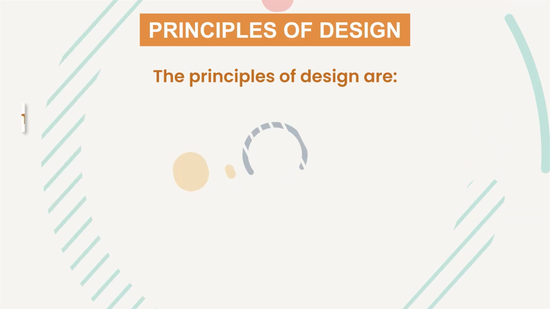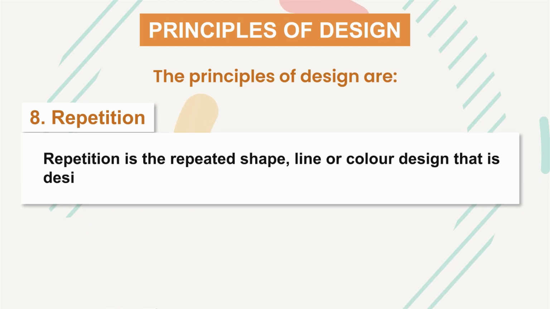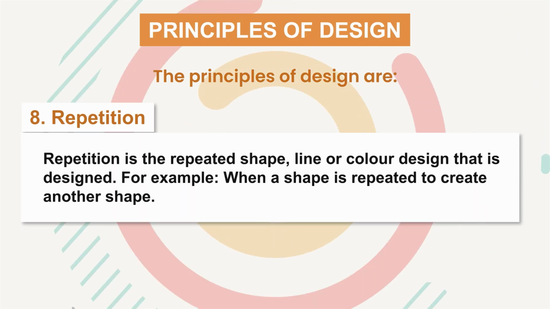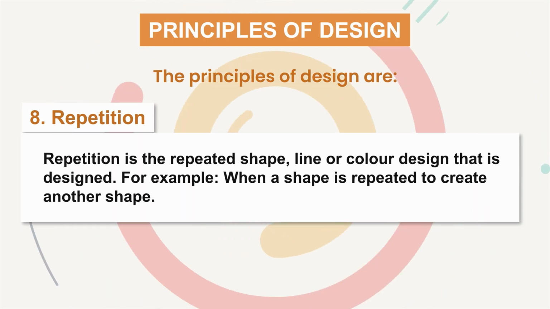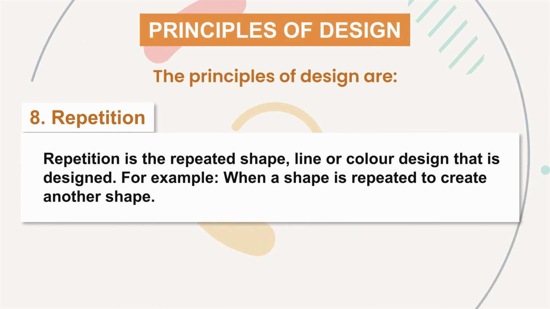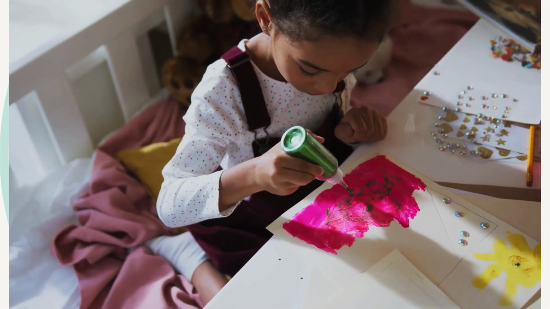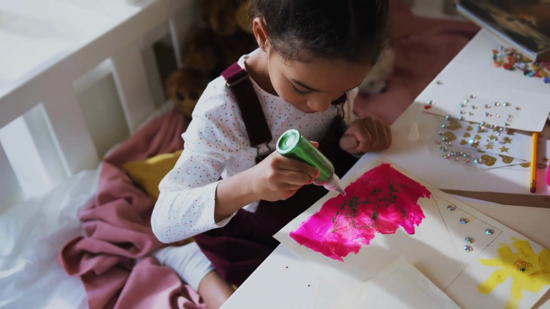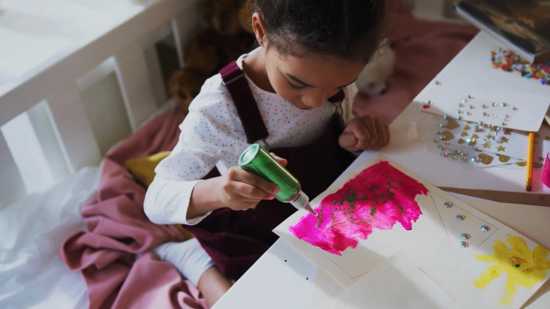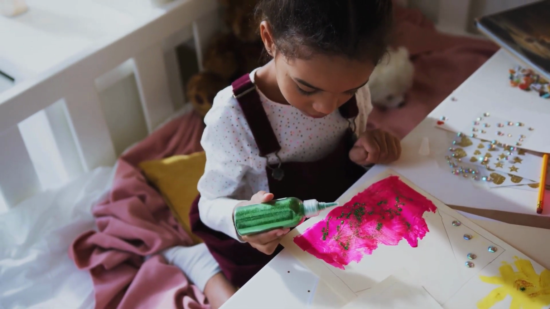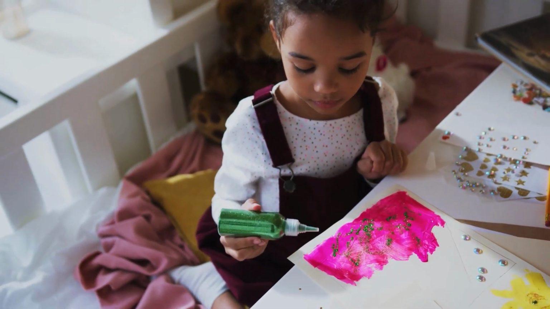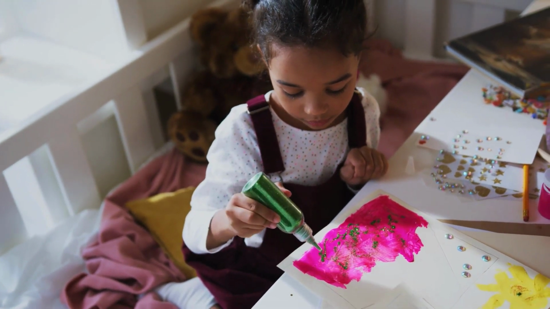Number 8, repetition. Repetition is a repeated shape, line, or color in a design. For example, when a shape is repeated to create another shape.